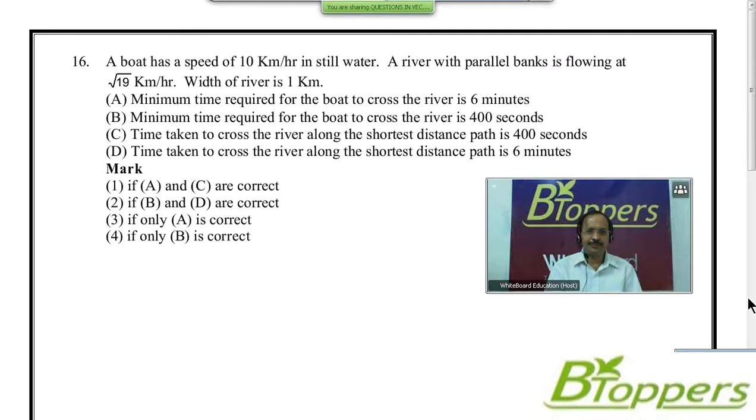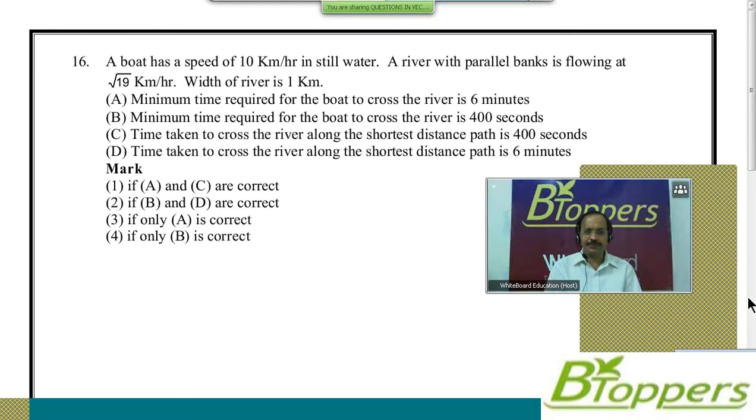Look at the question number 16. A boat has a speed of 10 km per hour in still water. A river with parallel banks is flowing at root 19 km per hour. Width of the river is 1 kilometer. Probably most of you might have already answered this question because this problem comes under the combination of both these special cases.